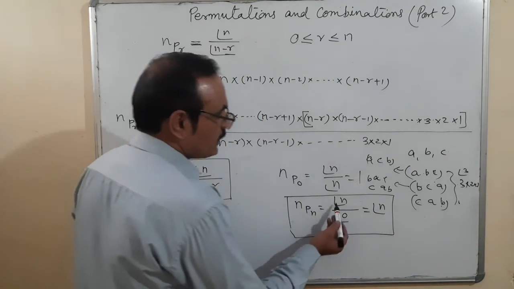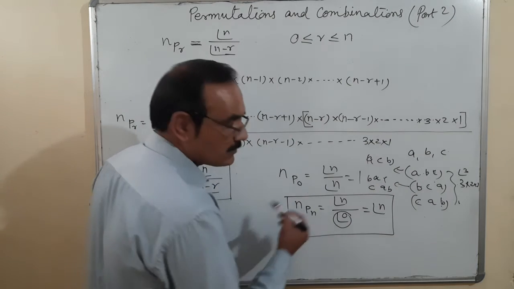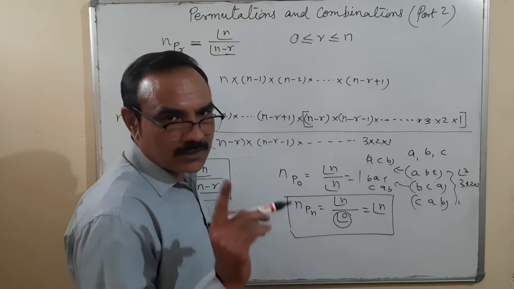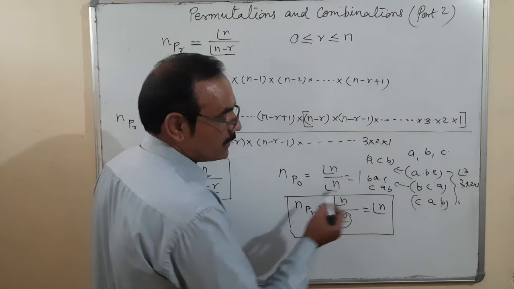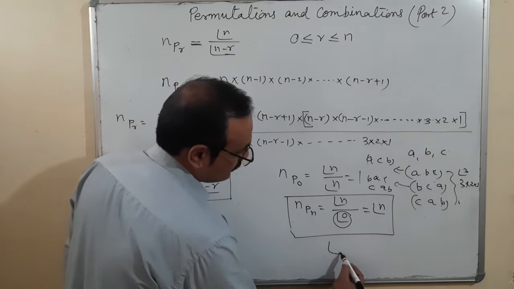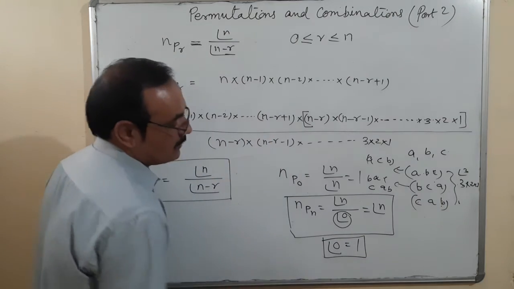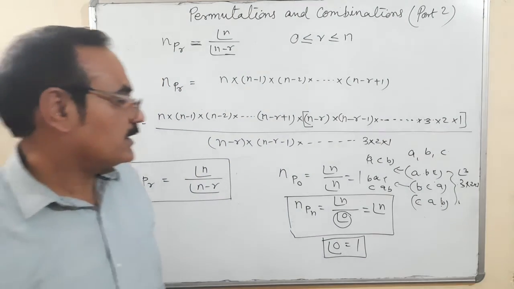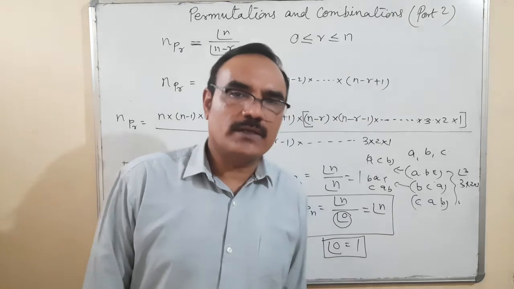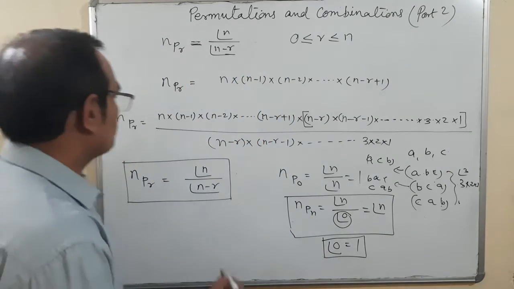And factorial n comes only when this term is 1. Only then factorial n will be the answer. So what does it mean? The factorial 0 is equal to 1. So you will remember here one thing, that factorial 0 is equal to 1. It's a very simple term.